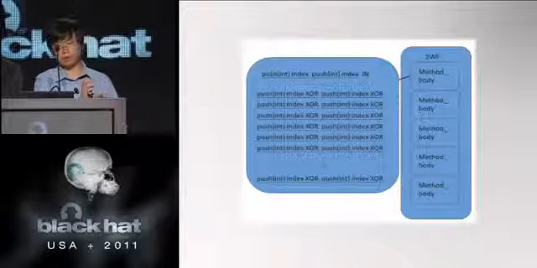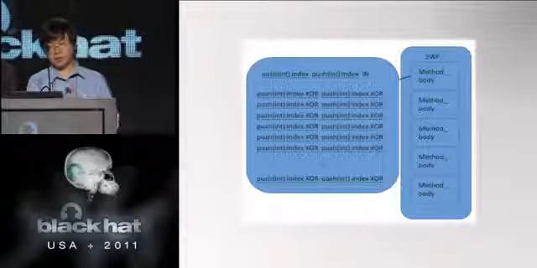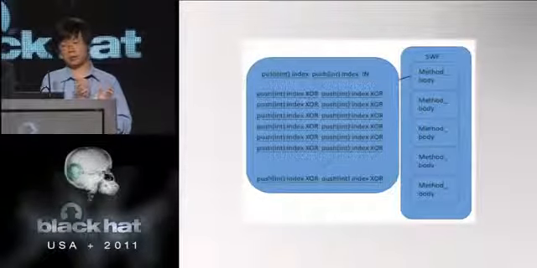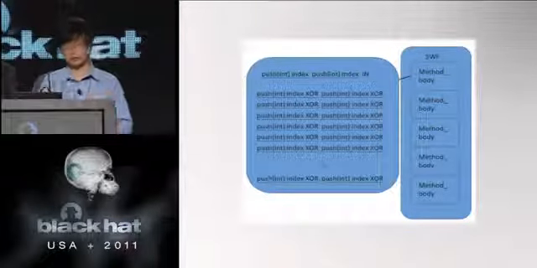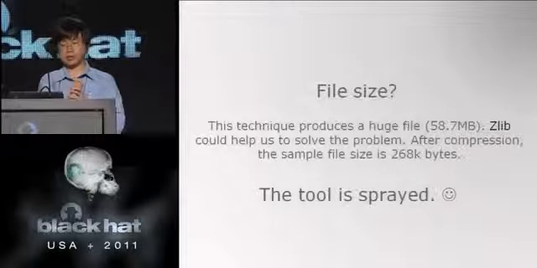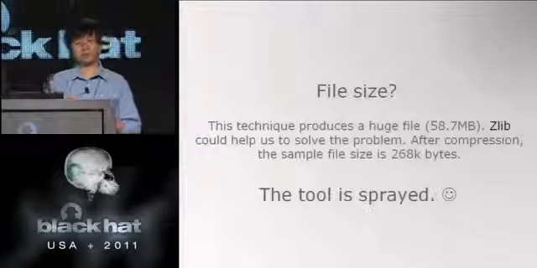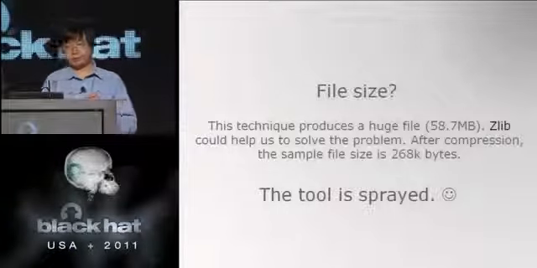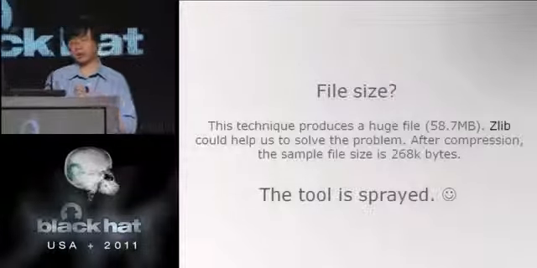This approach has a much better result. In our testing, we have around 10,000 method bodies in a flash file, and each method body includes 2,045 XOR instructions. You may ask how big the file is. Exactly, this technique produces a huge file. In our testing, the file is around 58 megabytes. However, the zlib library can help a lot. After compression, the file size is reduced to 268 kilobytes.